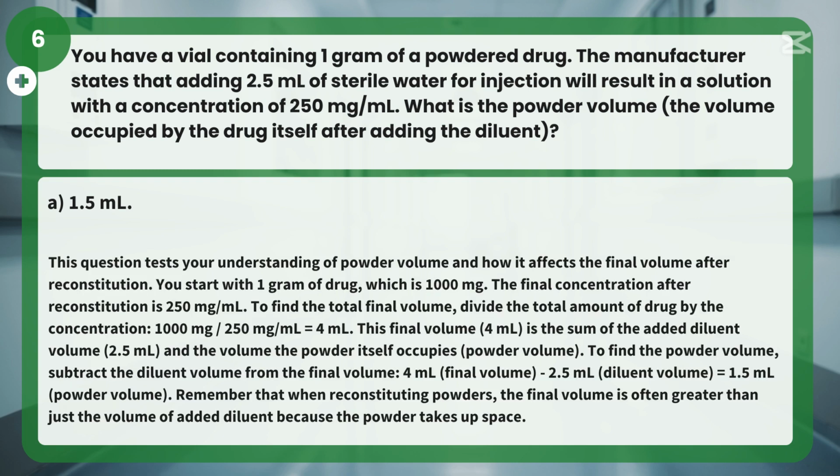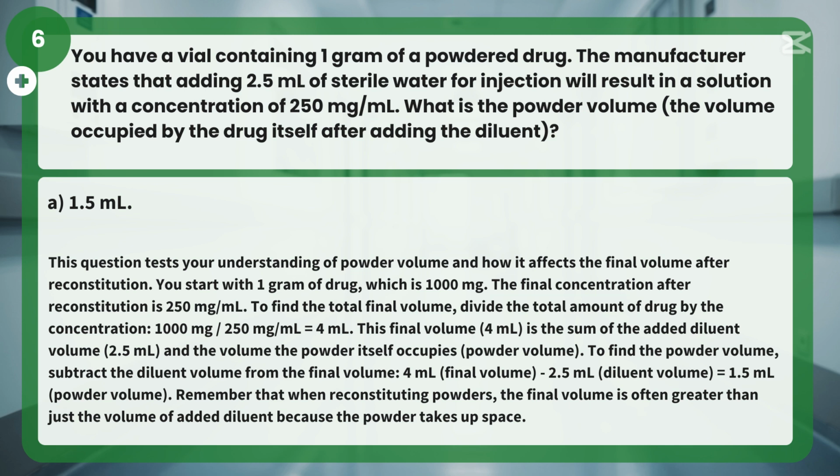Answer: A. 1.5 milliliters. This question tests your understanding of powder volume and how it affects the final volume after reconstitution. You start with 1 gram of drug, which is 1000 milligrams. The final concentration after reconstitution is 250 milligrams per milliliter. To find the total final volume, divide the total amount of drug by the concentration: 1000 milligrams / 250 milligrams per milliliter equals 4 milliliters. This final volume, 4 milliliters, is the sum of the added diluent volume, 2.5 milliliters, and the volume the powder itself occupies, the powder volume.